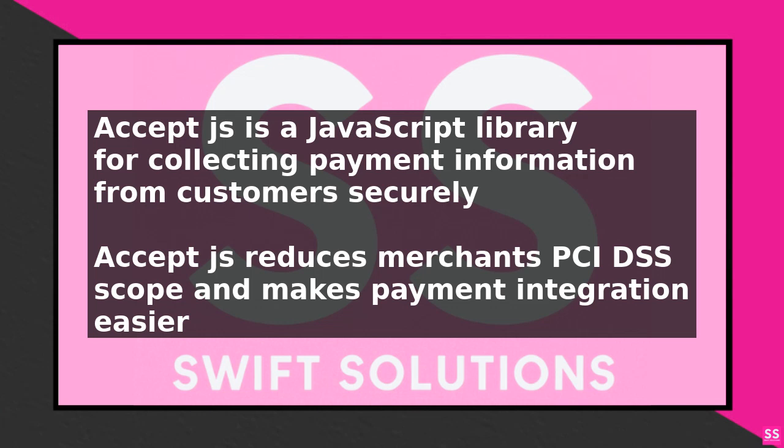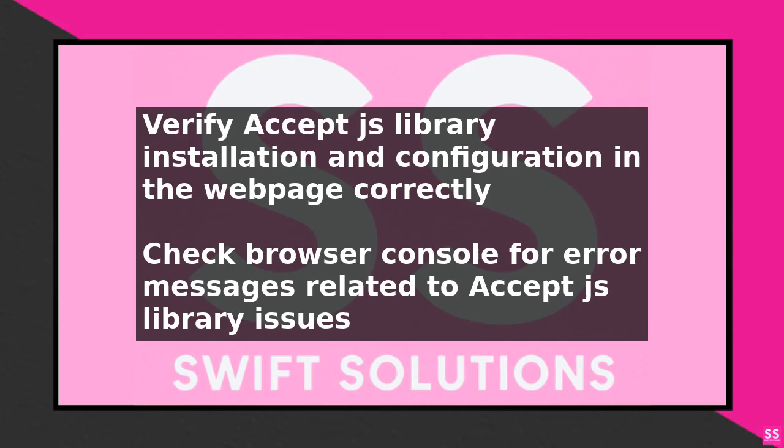The first step in troubleshooting Accept.js is to verify that the Accept.js library is properly installed and configured. Check that the library is included in the web page and that the API login ID and public client key are correctly set up. Next, check the browser console for any error messages. Accept.js provides detailed error messages that can help identify the source of the problem. Look for errors related to the Accept.js library, such as invalid API credentials or incorrect configuration.